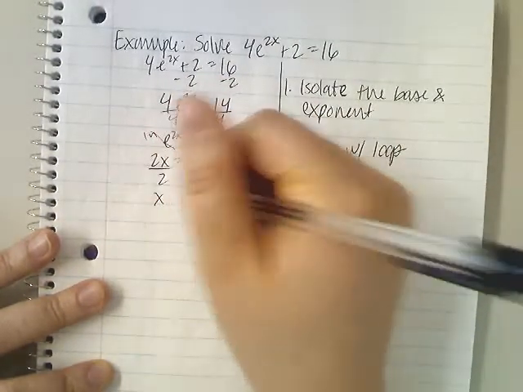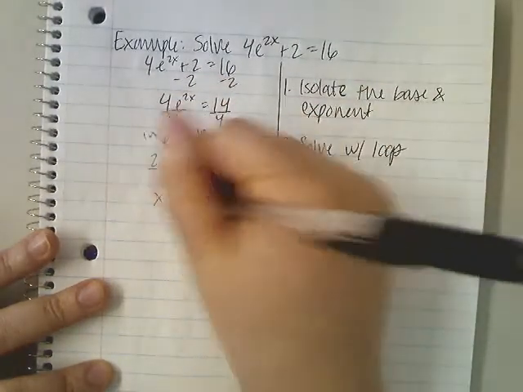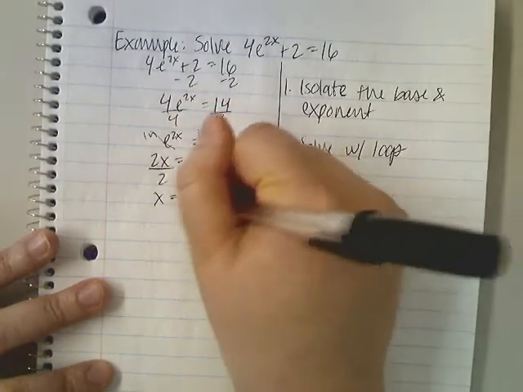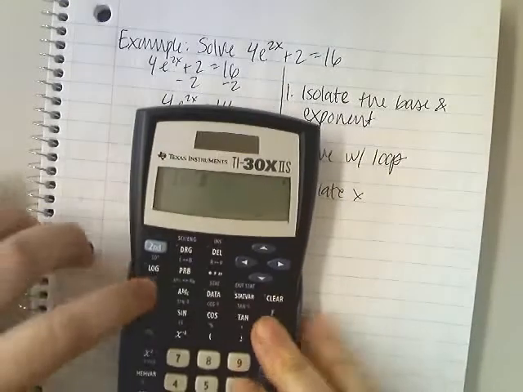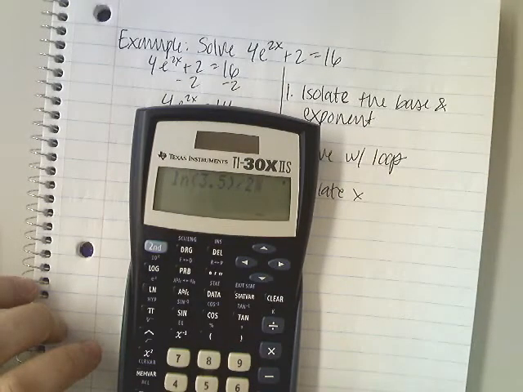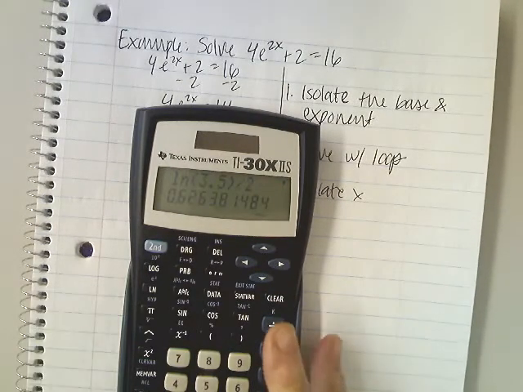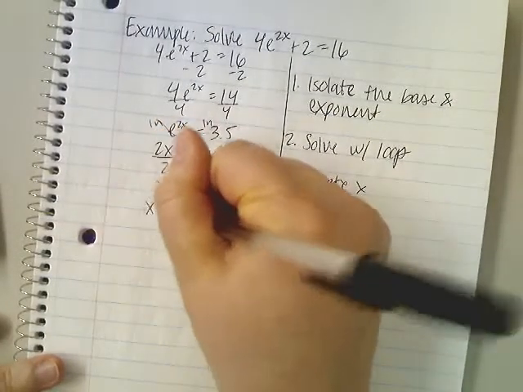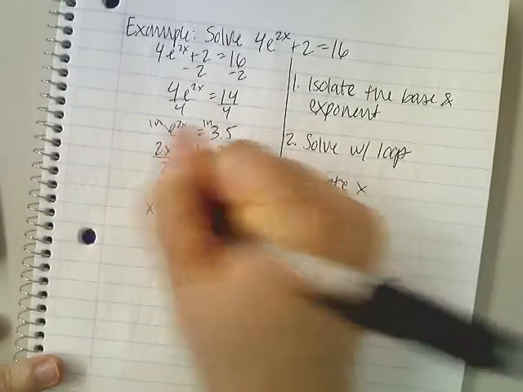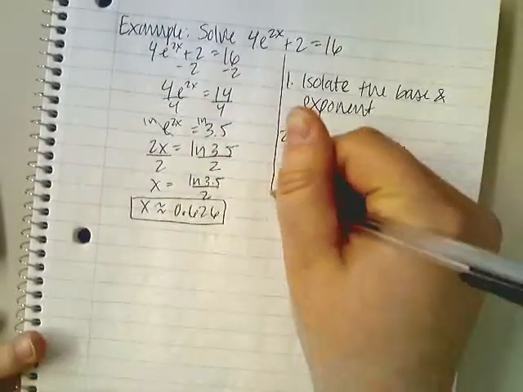So I get x equals ln 3.5 over 2. If I plug that into my calculator, I have ln of 3.5 divided by 2, and I get approximately 0.626. So x equals approximately 0.626. And that is my answer.